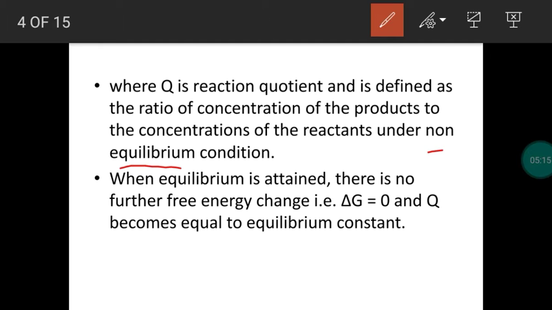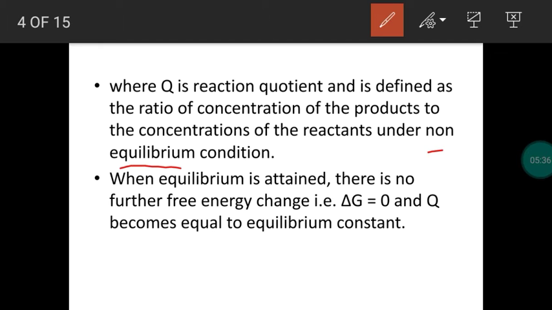So under non-equilibrium condition, when you calculate the ratio of concentration of products to the concentration of reactants, it is called the reaction quotient Q. If the reversible process reaches equilibrium, in that case the forward and reverse reactions are taking place with equal rate simultaneously. It is called equilibrium.